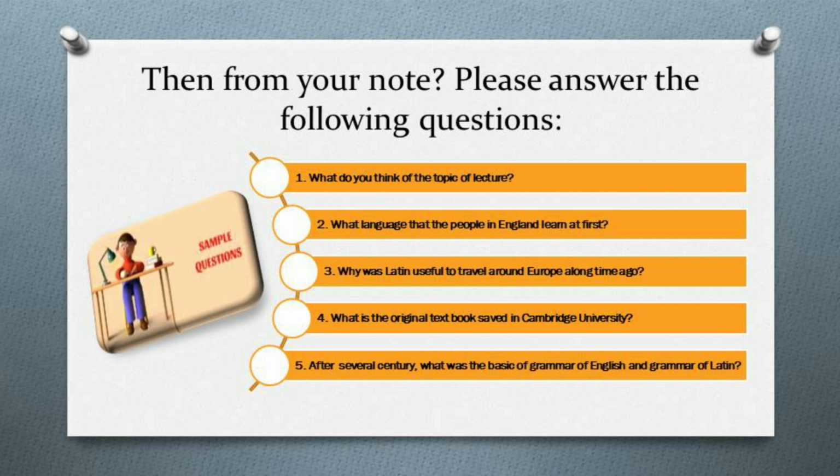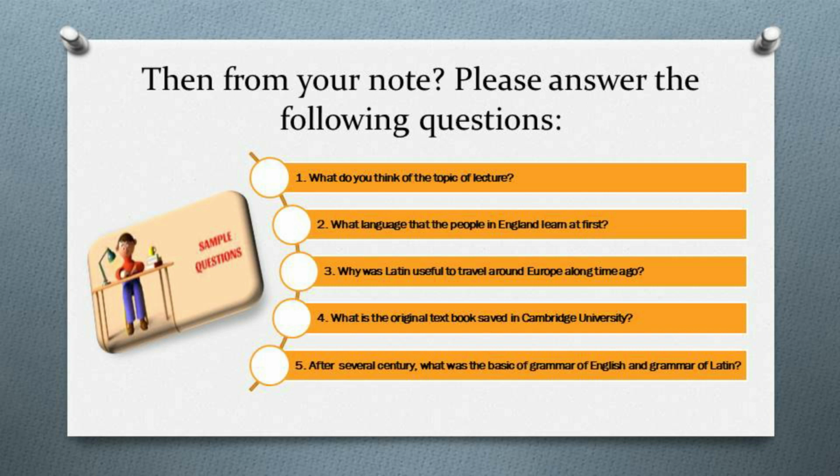And then for the second question, what language did the people in England learn at first? On my note before, at the example, England learned Latin. So it means the language that the people in England learned first, of course, is the Latin language. Okay, this is the answer for number 2.